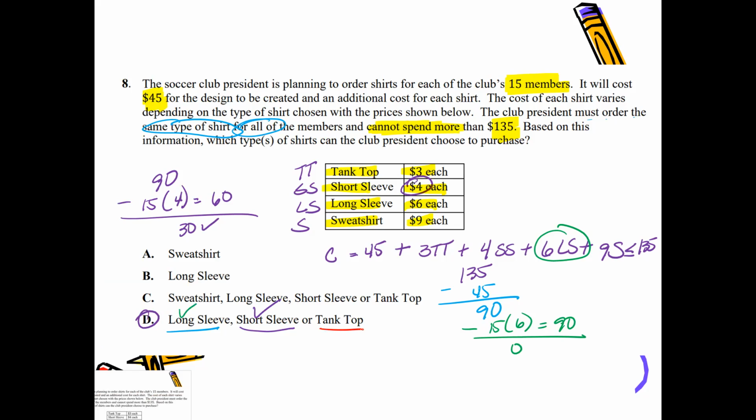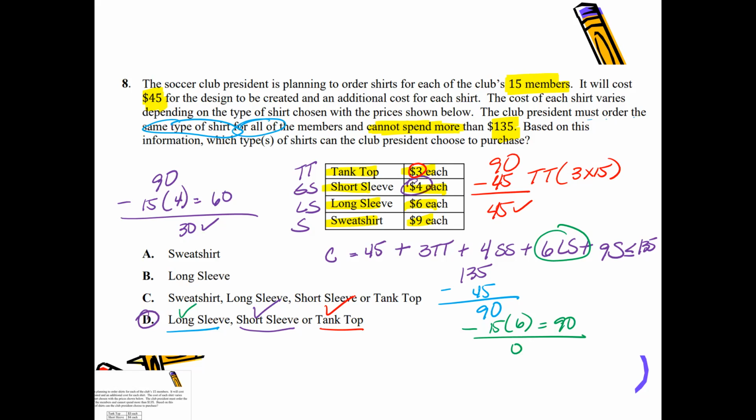Next one's tank tops. And again, I have $90, okay? If I order tank tops, remember tank tops are going to be $3. So what is $3 times 15 people? That's going to give you 45. If I subtract that, guess what? I still have a balance of $45. So tank tops are good.